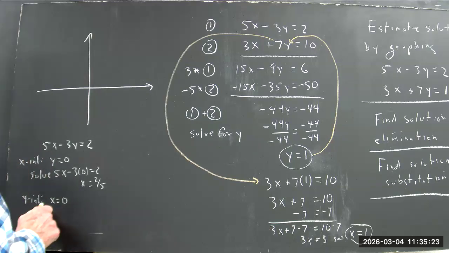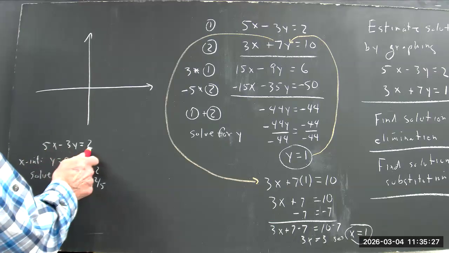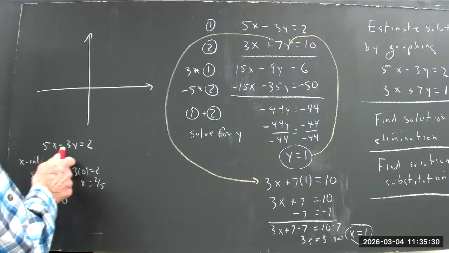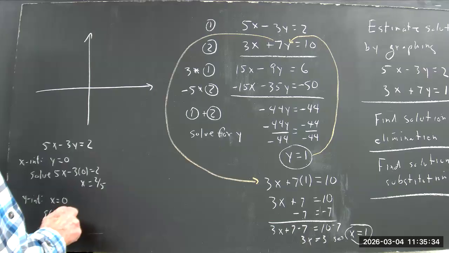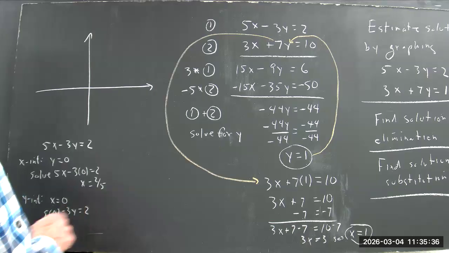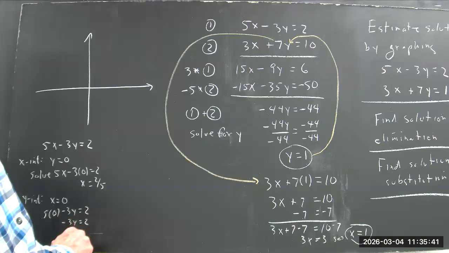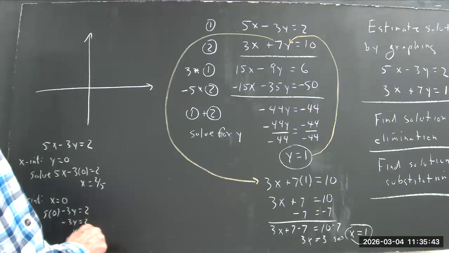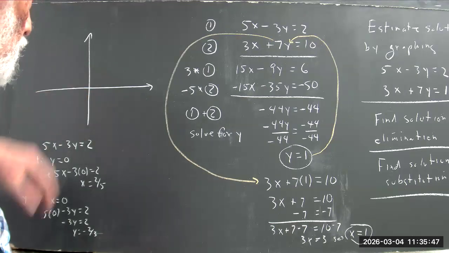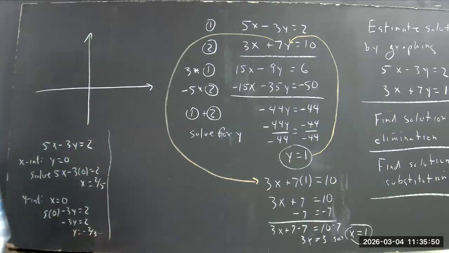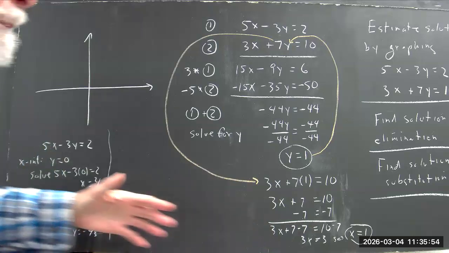So if x is equal to 0, then 5x minus 3y equals 2 becomes 5 times 0 minus 3y equals 2. And we get negative 3y equals 2, y equals negative 2/3. I don't want to put these points on the graph until I see what the intercepts of the other equation are, so then I know how to scale my graph.